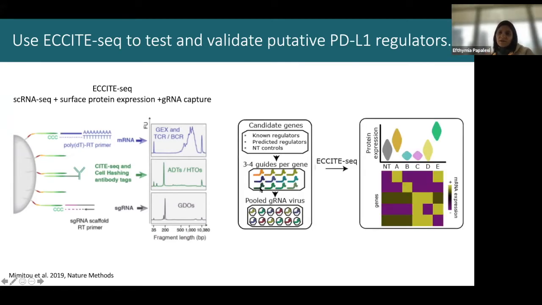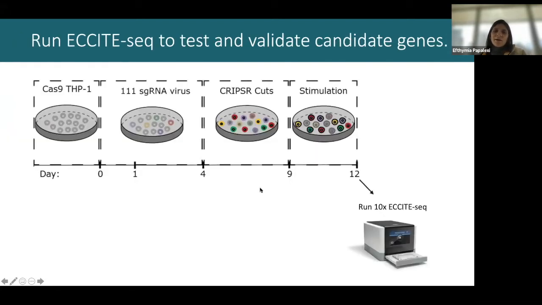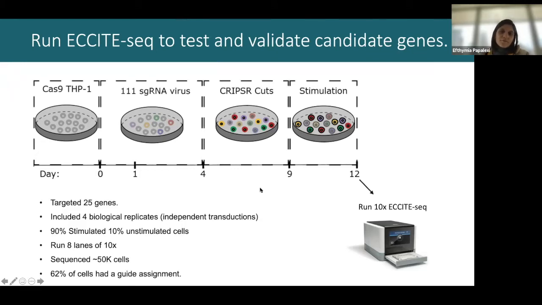So I designed a screen targeting about 25 genes. I used a Cas9 cell line. I had about 3 to 4 guide RNAs per target gene, so a total of 111 guide RNAs. I induced indel formation, and I stimulated my cells and ran ECCITE-seq. And just to give you a few other facts, we had 4 independent transductions of the same virus as biological replicates. We included some unstimulated cells just as a negative control in the screen. And overall, we got back maybe 50,000 cells, and 62% of those cells had a unique guide assignment.